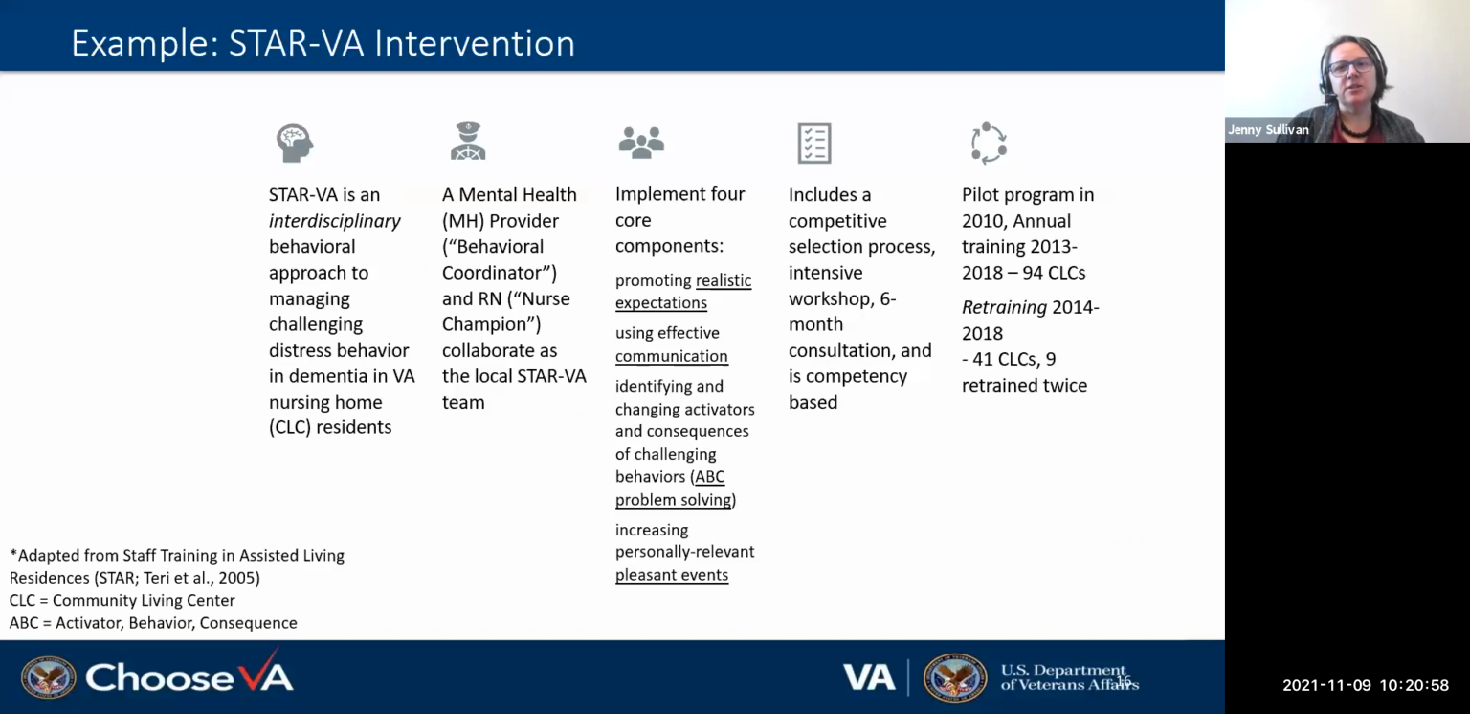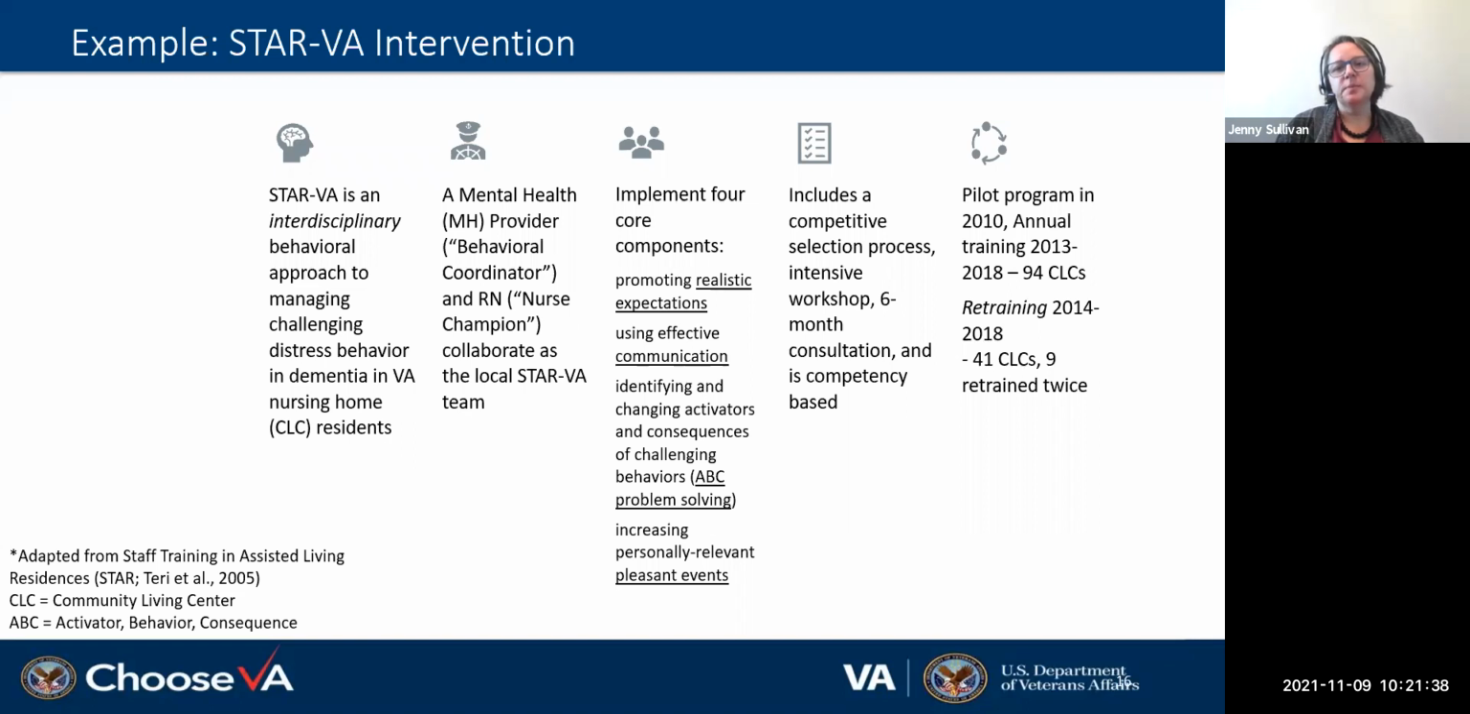So as I mentioned, there are several approaches to identify contextual determinants and strategies to address them. The work I'm using as an example conducted a formative evaluation to understand what the facilitators and barriers of sustained implementation were, and then mapped them to ERIC strategies using the CFIR-ERIC matching tool. So the project I wanted to highlight is the STAR-VA program. It's a team-based, evidence-based intervention for managing challenging behavior symptoms of dementia in veterans in the nursing home setting, which in the VA is called the Community Living Center, or Community Living Centers.